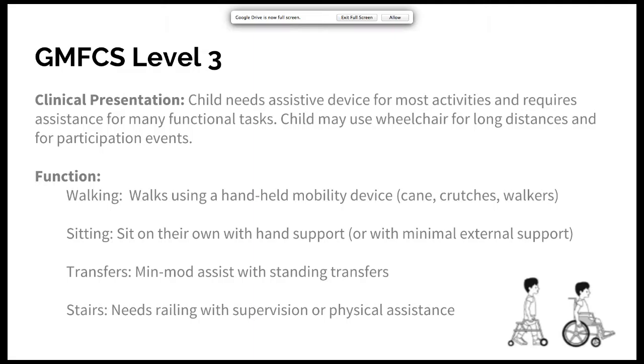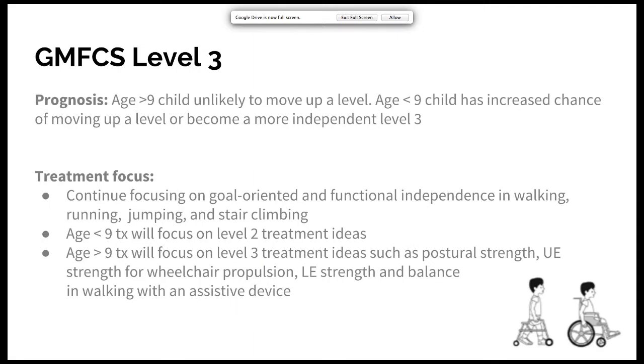These children may also have difficulty with independent sitting without the use of external support, such as their wheelchair or leaning up against a tree or a wall. Since these children often need a wheelchair for long distances, they will also require minimal to moderate assist to get in and out of their wheelchairs.